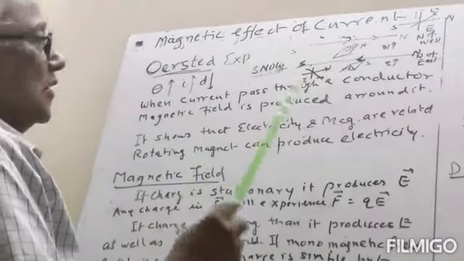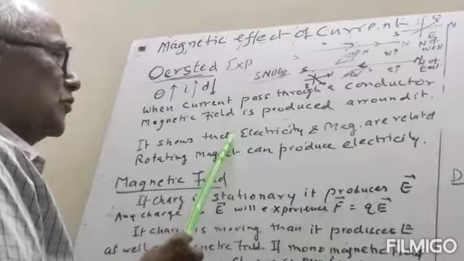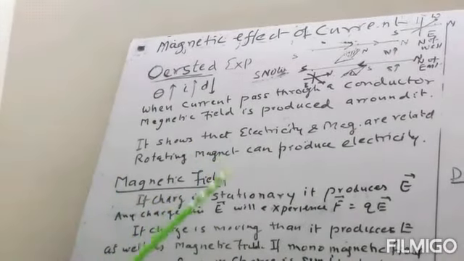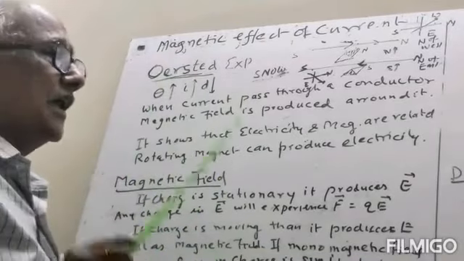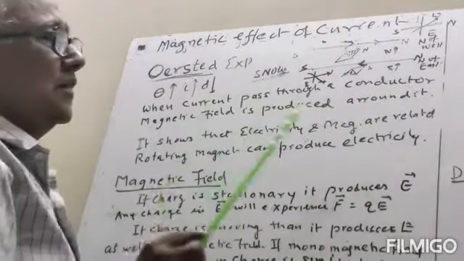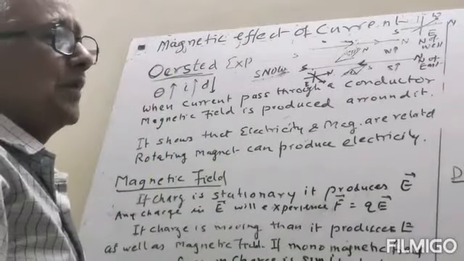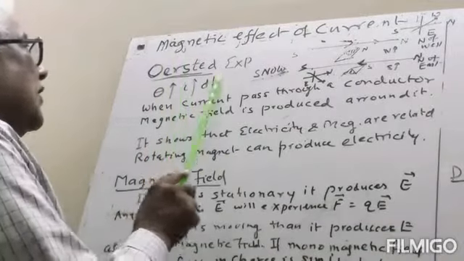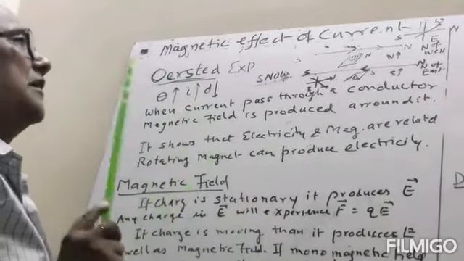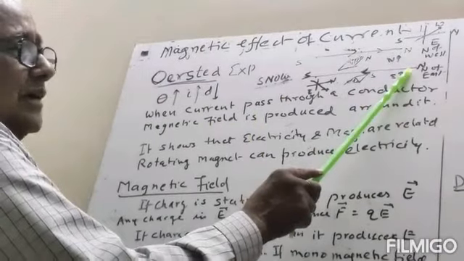When current flows, a magnetic field is produced. When the magnetic field is changing, current will be produced. So we can say electricity and magnetism are interrelated. They are not separate ones. Before this experiment, magnetism was a different branch and electricity was a different branch. But after the Oersted experiment, it was clear and supported that the electrical current can produce the magnetic field.